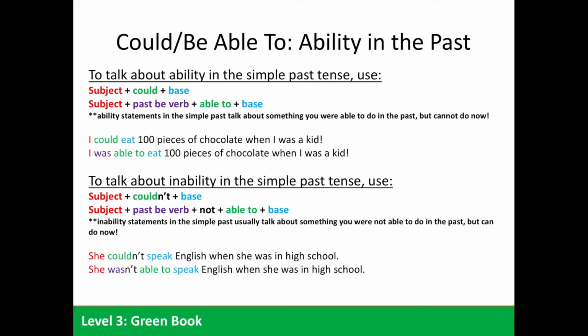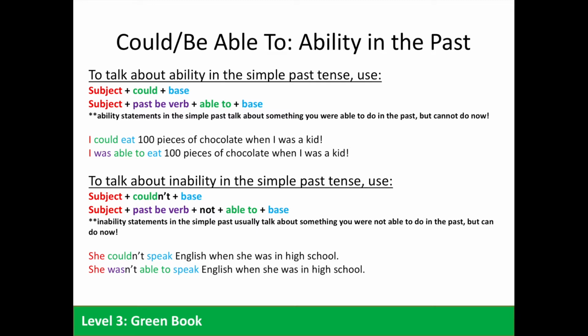Statements using be able to in the past would be as follows. Start with the subject, then the past tense form of the be verb, plus able to, and then the base verb. Again, you'll have to remember that the form of be is connected to particular subjects, so you'll need to review that as well. Also keep in mind that ability statements in the simple past usually talk about something you were able to do in the past but cannot do now.